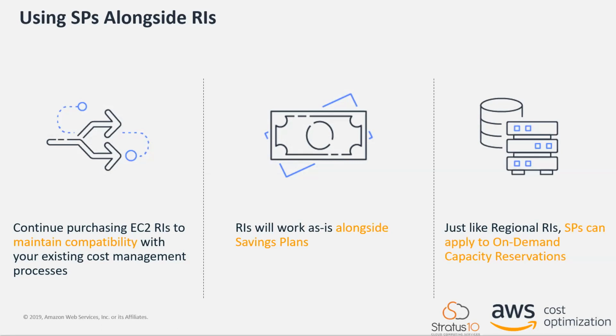However, as your RIs expire, you should look to sign up for savings plans to reduce your bills with little management overhead. Just like zonal RIs or regional RIs, you can reserve EC2 capacity with on-demand capacity reservations. If you have active savings plans, your usage will be charged at the savings plan rate.